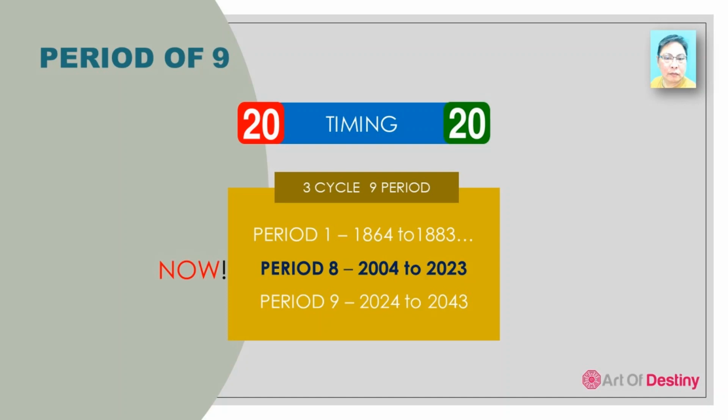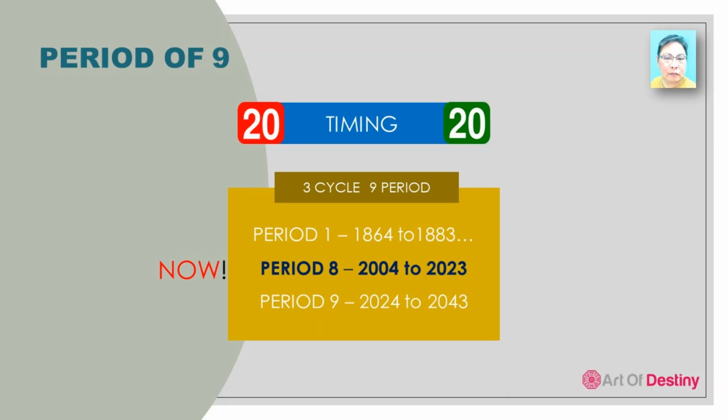Now we are in the period of 8. Period 8 spans from 2004 right up to 2023, which is another 3 more years to go, because this is the year 2020, the year of COVID-19. But period 8 has 20 years, from 2004 right up to 2023.